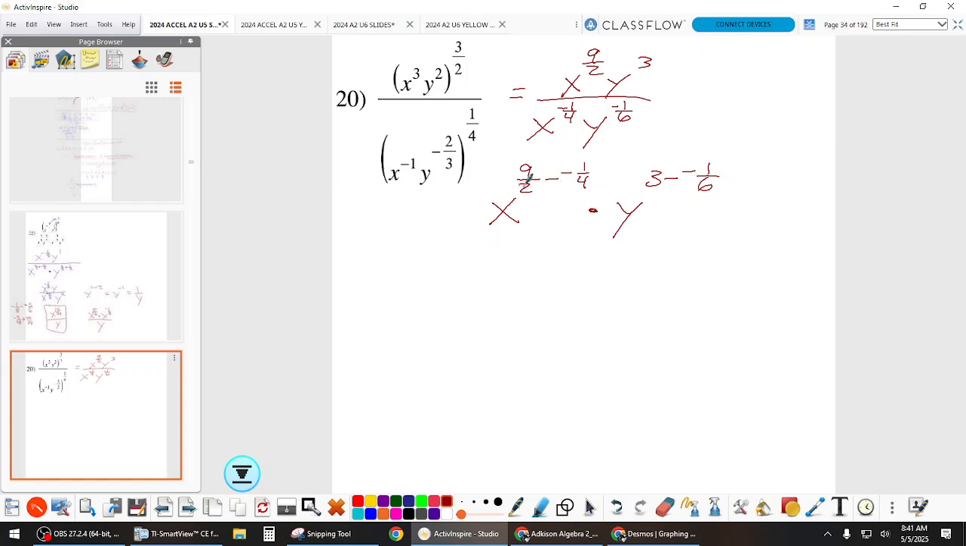In terms of fourths, how many is 9 halves? 18. Okay, so 18 fourths, and plus a fourth is 19 fourths. And then here, how many sixths is 3? 18 sixths plus another 6. Okay, so it was just a sign error. Yeah, it's fine. That's easy to do. Okay, you feeling okay with these?